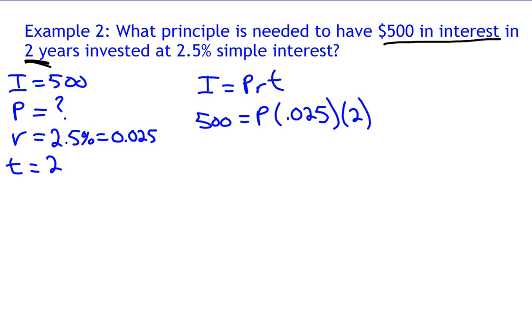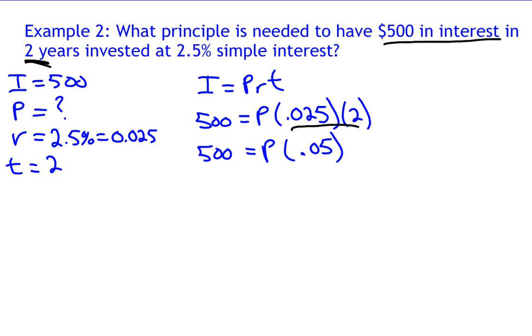From here, we can simplify on the right side. There's this little operation here, 2 times 0.025. We can actually do that. That just works out to 0.05. And the 500 doesn't change yet.